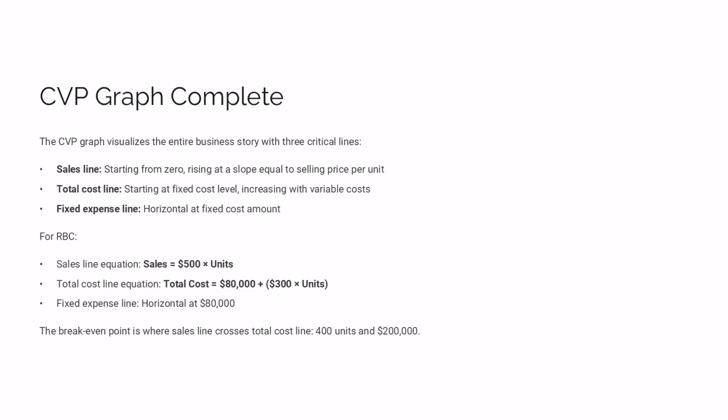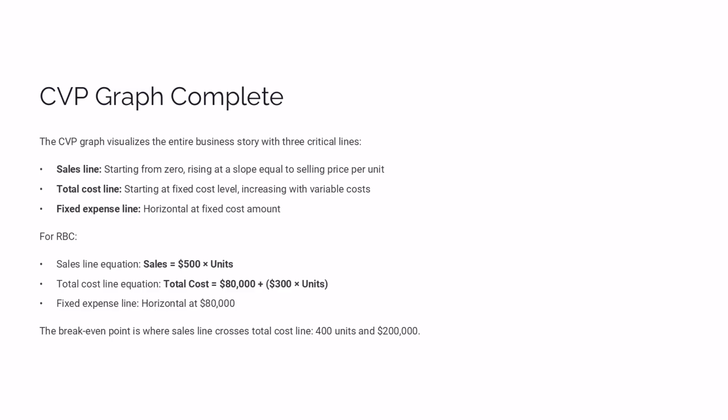The fun historical fact that'll help you remember this is that the CVP graph was actually invented by accident in 1903 when a General Electric engineer was trying to explain to Thomas Edison why they were losing money on light bulbs despite selling millions. And he drew what became the first CVP graph on a napkin, showing Edison that they needed to either raise prices or reduce fixed costs to reach profitability.